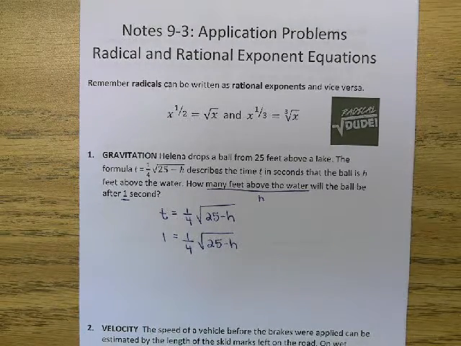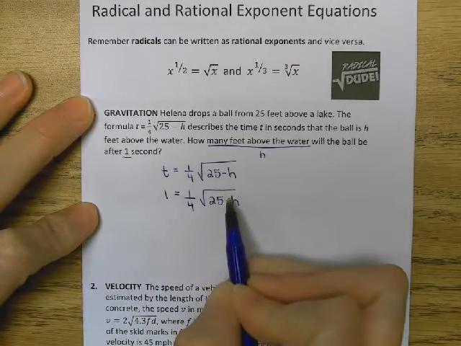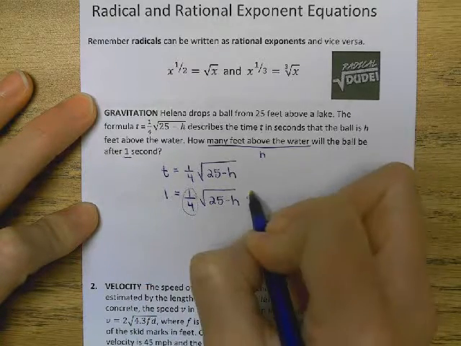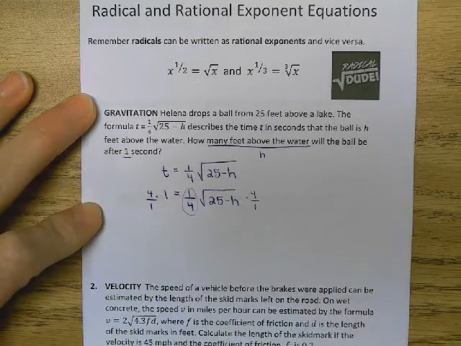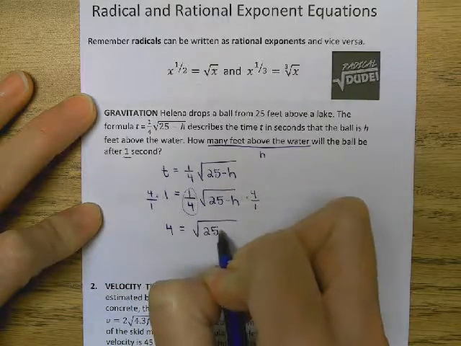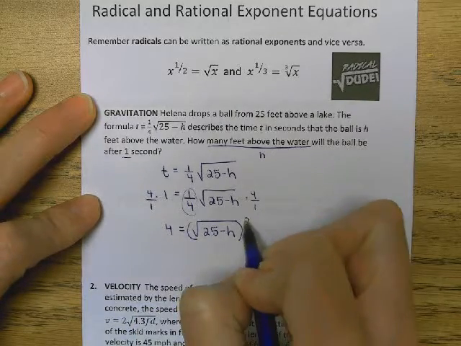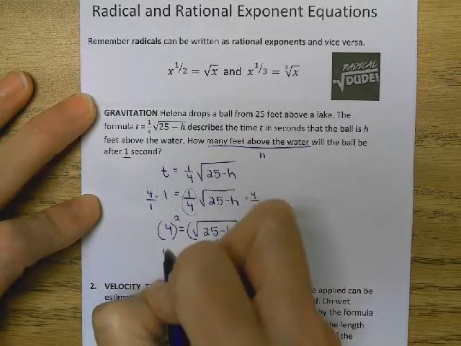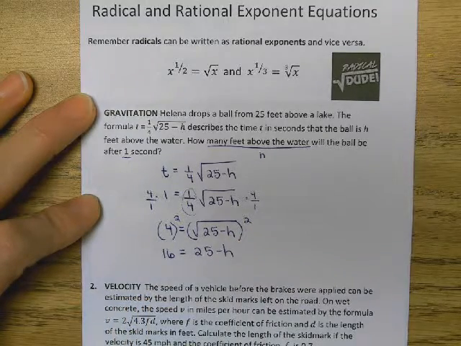Now that I have this, I'm solving just like we did last class. I need to get the square root by itself on one side of the equal sign. So the first thing I want to do is multiply by the reciprocal to get rid of that 1/4. So I'm going to end up with 4 is equal to the square root of 25 minus h. Now my square root is by itself. I'm going to go ahead and square both sides in order to get rid of that square root. So 16 is equal to 25 minus h.